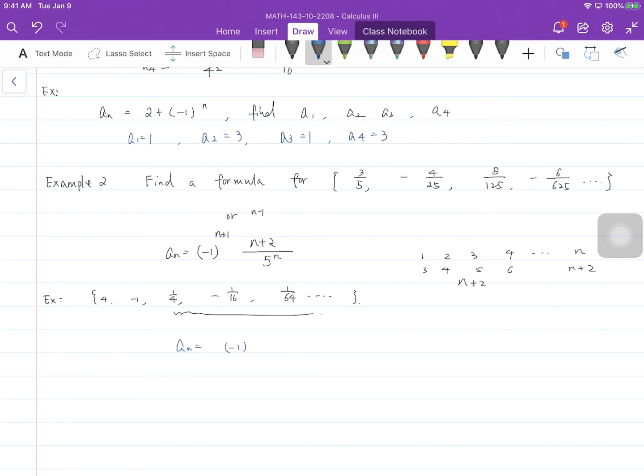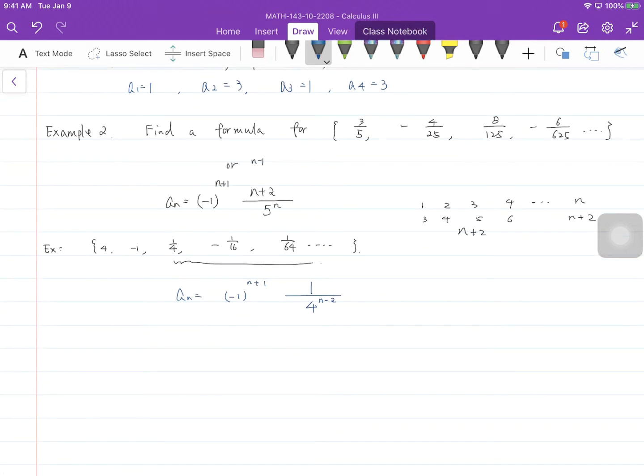Definitely, I have -1 to some power. The first one is positive, so I still do n plus 1. And then here I should do 4 to some power. The third one is the 1's power, so -2. So start from the third power. The third term is going to be 1/4. The numerator is always 1.